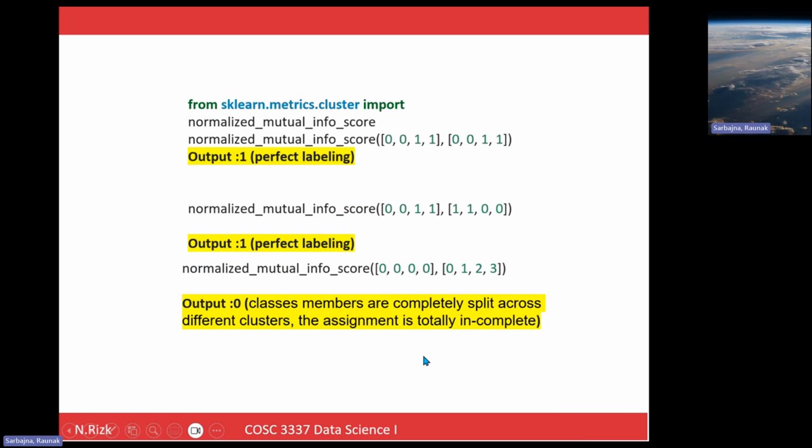Again, this is very easily calculated using sklearn. There is a normalized mutual information score function to use. And if you give perfect labels, the output is going to be 1. And if you give completely imperfect labels, where all the values are completely wrong, then you get an output of 0.